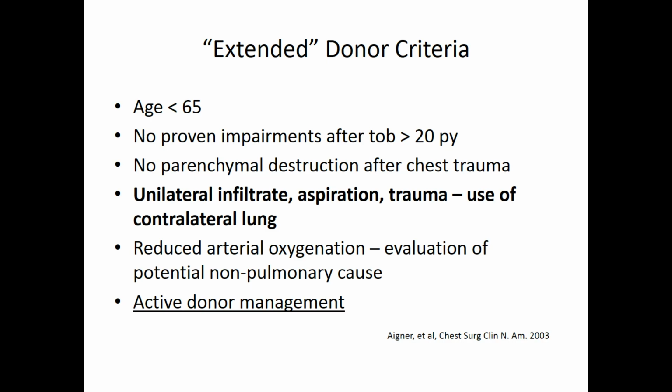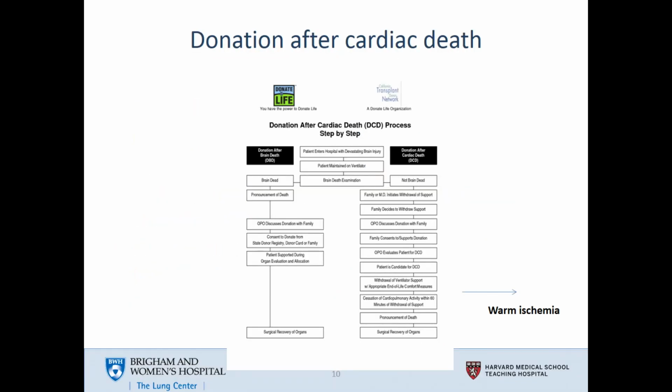In the setting of a unilateral abnormality, consideration of the use of the contralateral lung was determined. Another example of expansion of donor acceptance criteria is consideration of procurement after cardiac death. There are substantial differences between donation after brain death and donation after cardiac death.